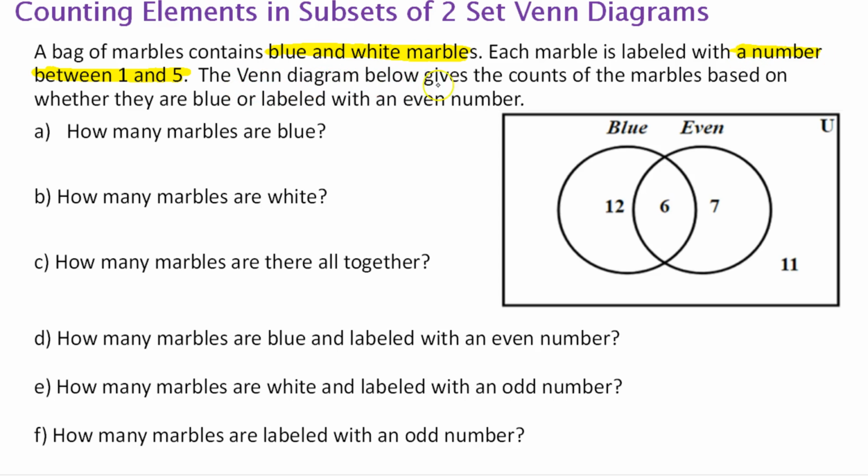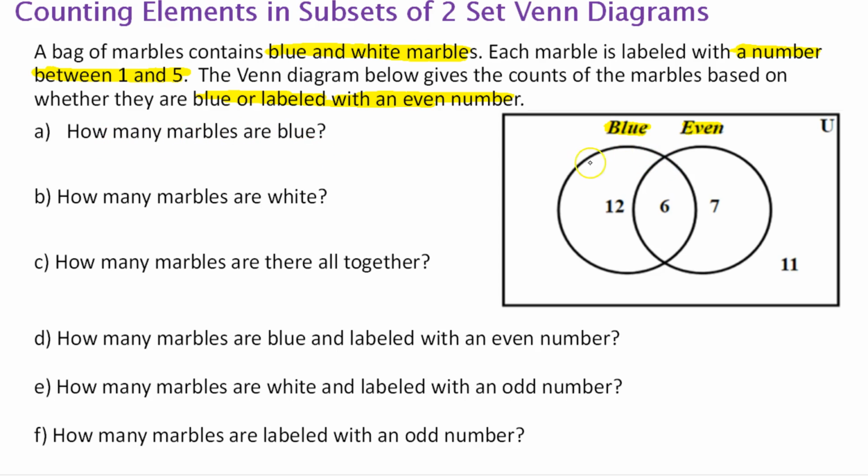The Venn diagram below gives the counts of the marbles based on whether they are blue or labeled with an even number. So these are the labels up here. This is the set of all blue marbles, and this is the set of all even marbles. So let's look at the questions. How many marbles are blue?